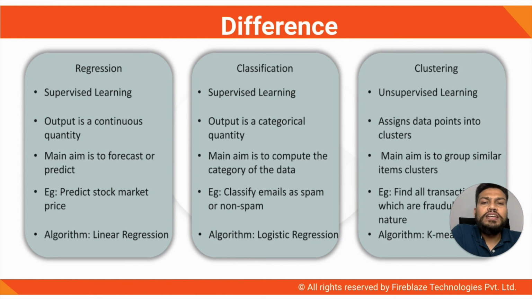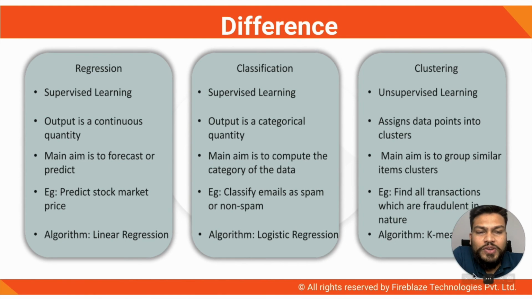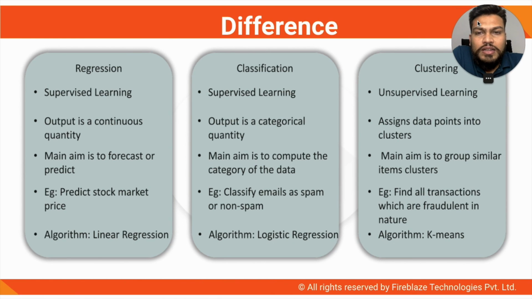Okay. So a basic classification, if we try to look at it over here, regression is supervised learning, classification is supervised again, clustering is unsupervised. Output is a continuous quantity, a value, a magnitude. Output is a categorical quantity, assigning data points to different groups. Main aim is to forecast or predict a value. Main aim is to compute the category on the basis of data. Main aim is to group on the basis of similar clusters.